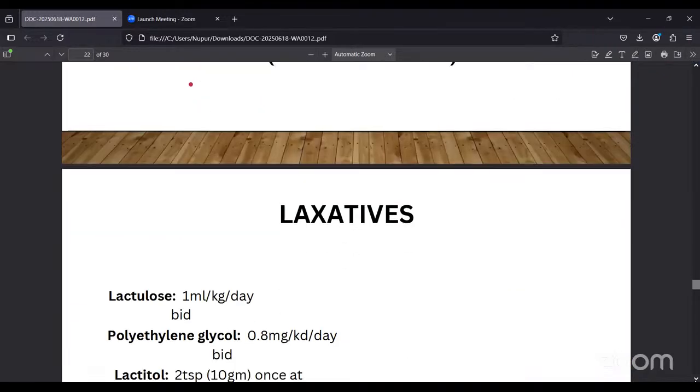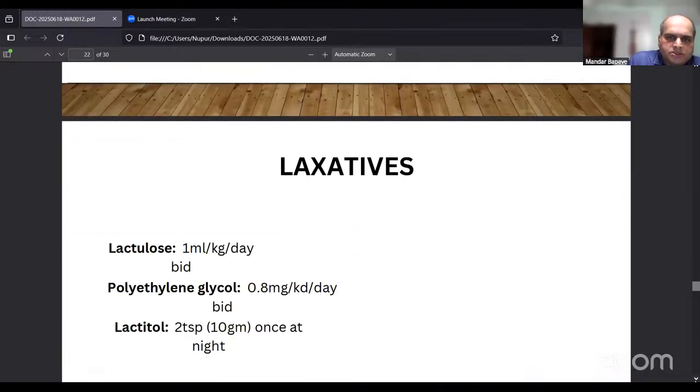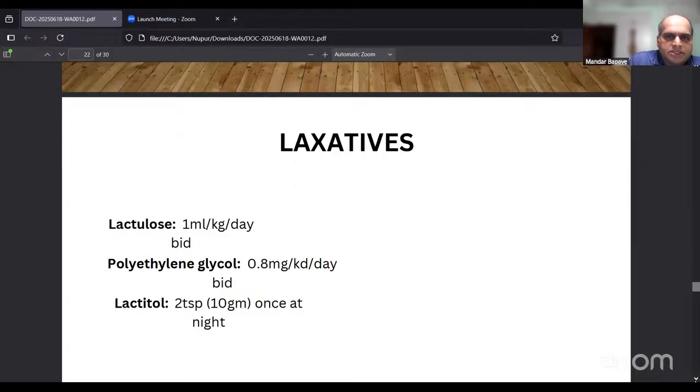We talk about diarrhea, we talk about constipation. So we see constipation on a daily basis because of plenty of reasons. And what we give is, one, lactulose, which is given in a dose of 1 ml per kg per day in two divided doses, and the newly available polyethylene glycol, which is given in a dose of 0.8 milligram per kilogram per day in two divided doses. We can give it as a single dose too. Lactitol is 2 teaspoons, 10 milligram, given once at night.